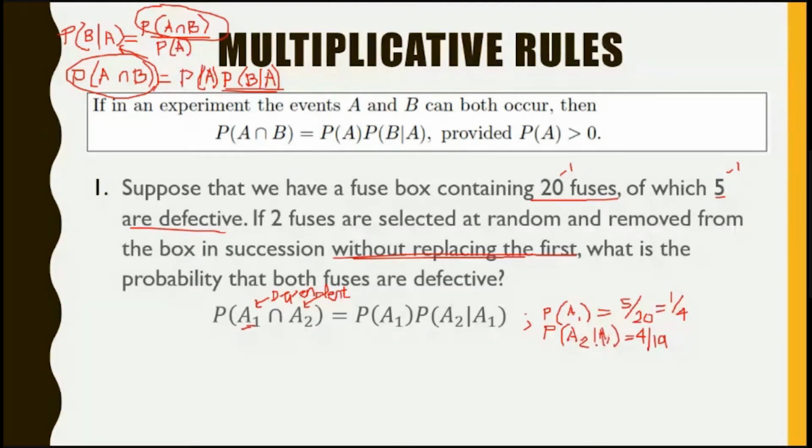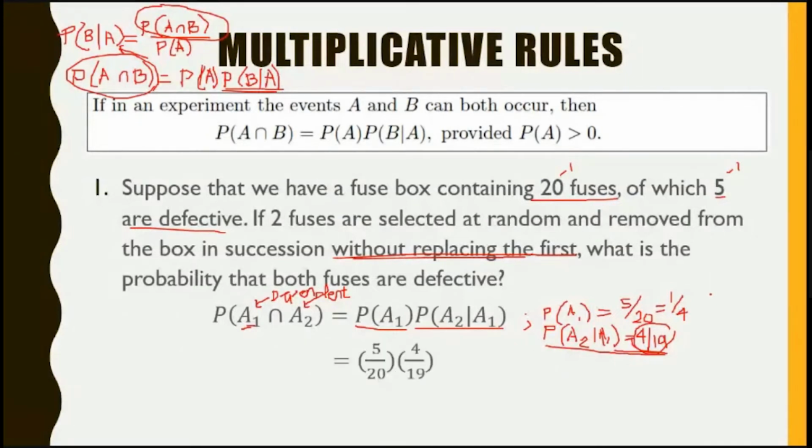So that is why this 4 over 19 is actually the probability of A sub 2 given A sub 1. So this is now our conditional probability. Then if we check our equation, you have probability of A sub 1, then probability of A sub 2 given A sub 1. So we will substitute the values here.